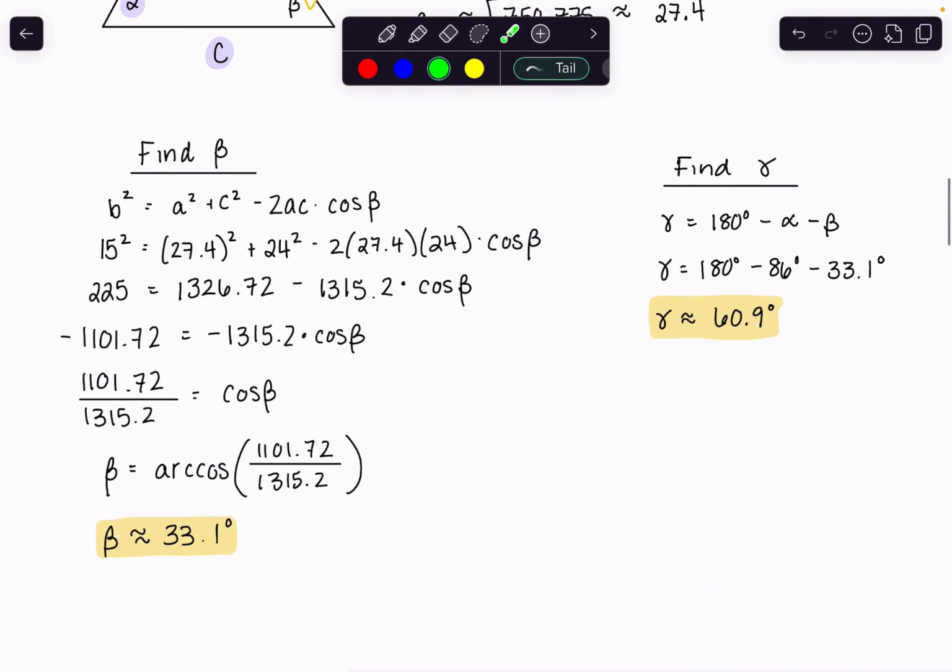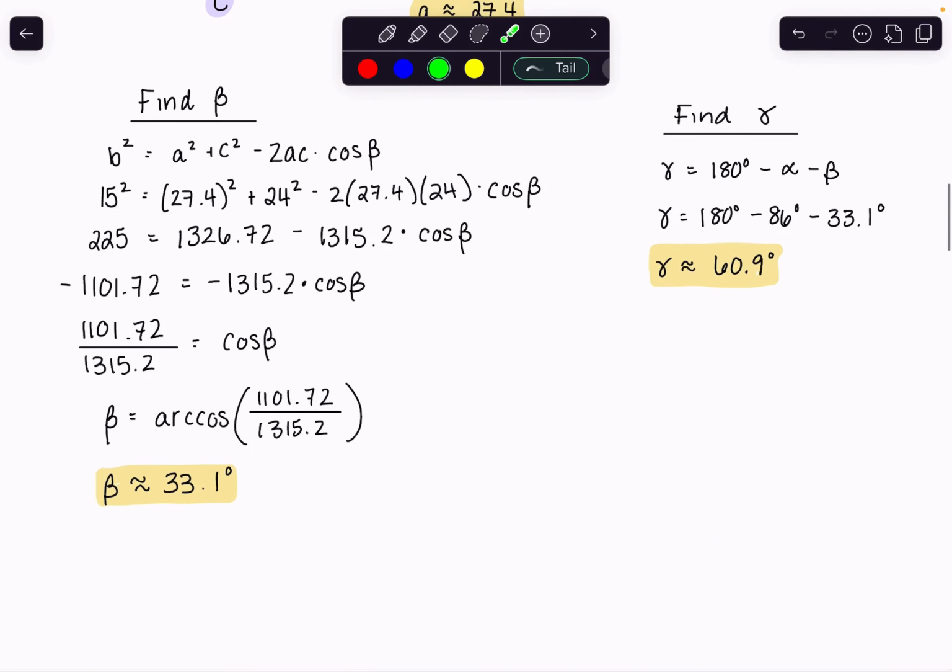So let's do one more example of these. We're told a triangular plot of land has sides A equals 217 feet, B is 362, and C is 345. We want to find the measure of all three angles. So again, we have the three sides. We do not have a full pair. So we are going to use the law of cosines.